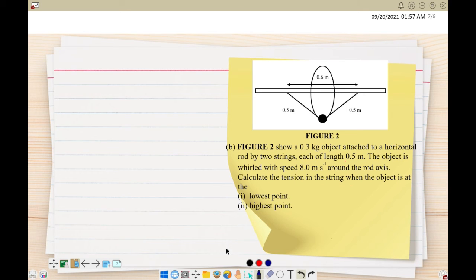Okay, now look at our next question, number 3B. Figure 2 shows a 0.3 kg object attached to a horizontal rod by 2 strings, each of length 0.5 meter. The object is whirled with a speed of 8.0 meter per second around the rod axis. Calculate the tension in the string when the object is at the lowest point. Okay, we do the lowest point first. As usual, please list out the information given. You have mass 0.3 kilogram, the length of the string is 0.5 meters, and the last one, you have speed 8.0 meter per second.